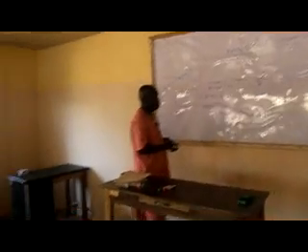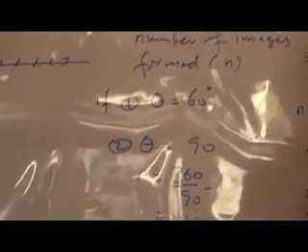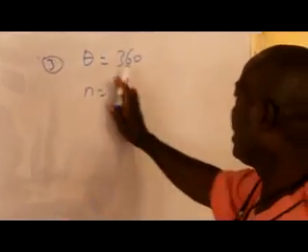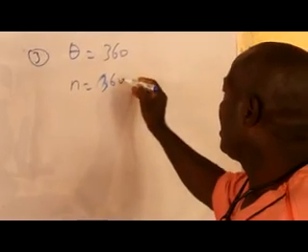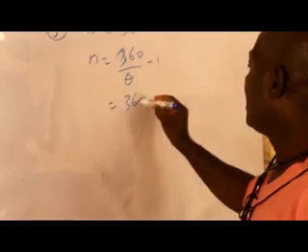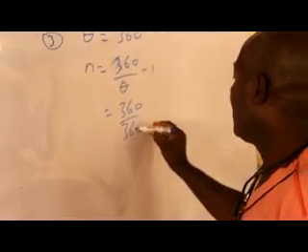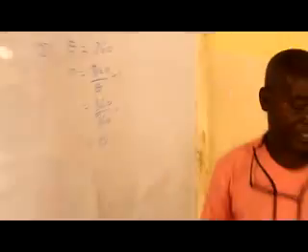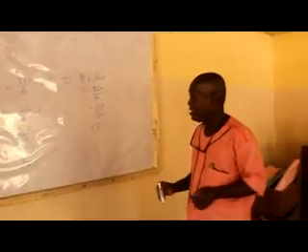Then, if you move further, question number 3, assuming that theta is equal to 360. Then the same formula: n equals 360 over theta minus 1. That is 360 over 360 minus 1, which is 0. So no image will be formed.